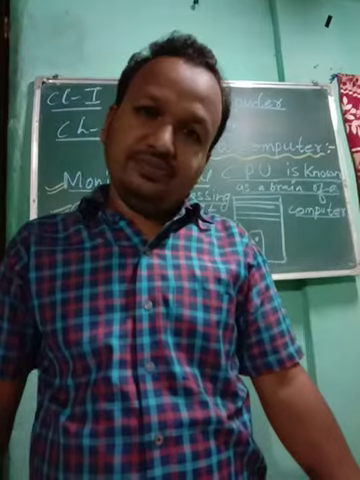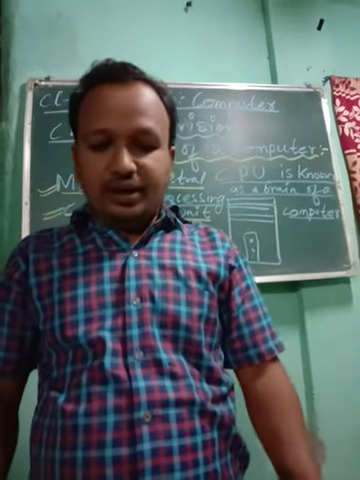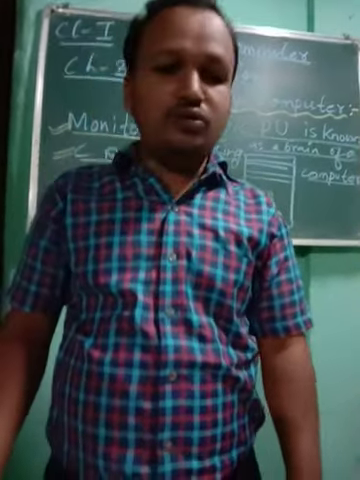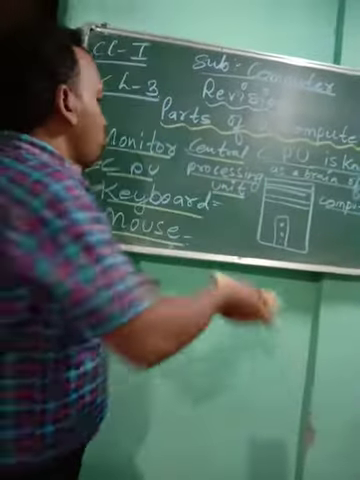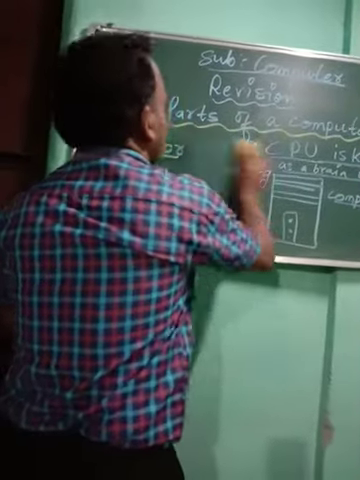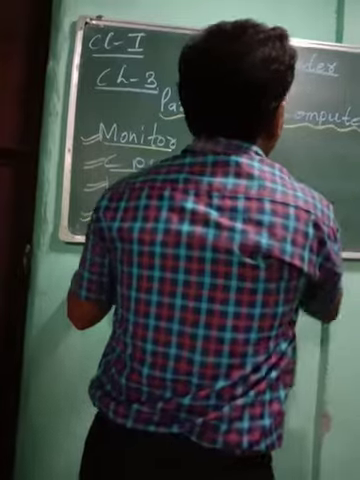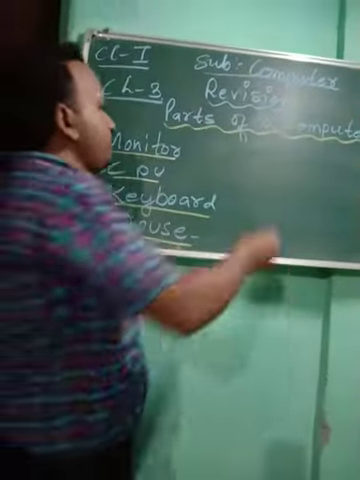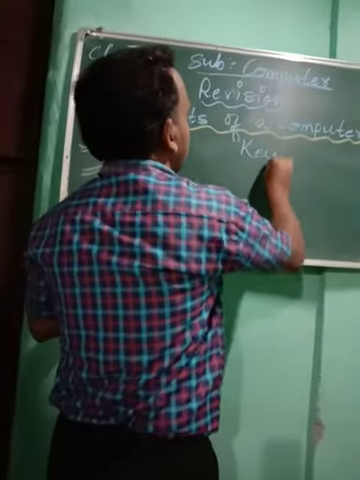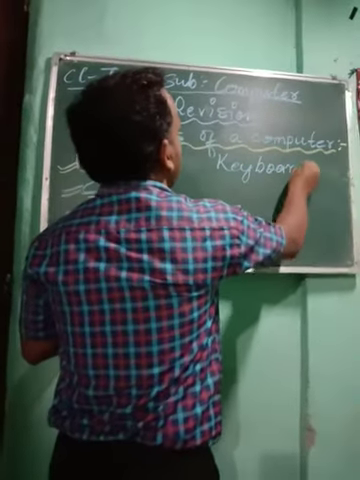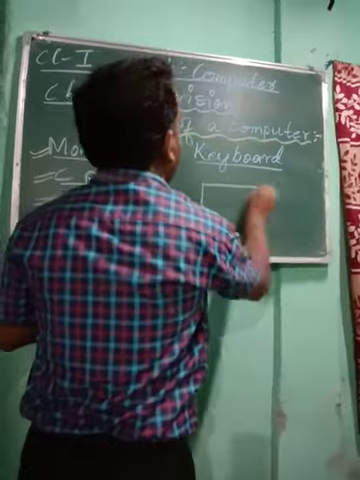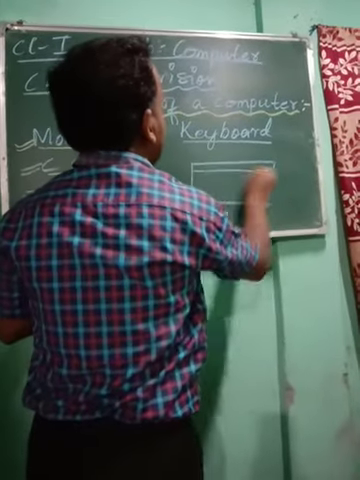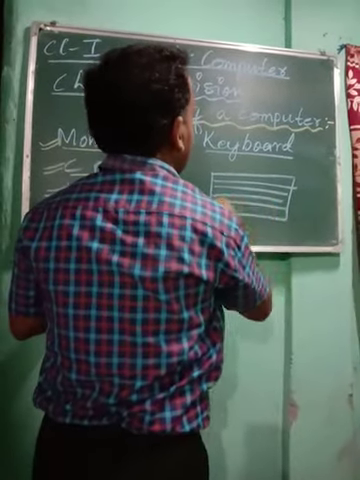Okay children, now the next thing we are going to talk about is the keyboard. So this was about your CPU. Now we are going to discuss the keyboard. So keyboard you have seen. You can see in the book the picture is also given.